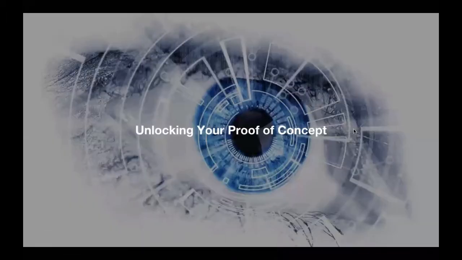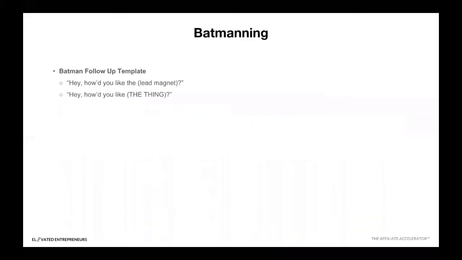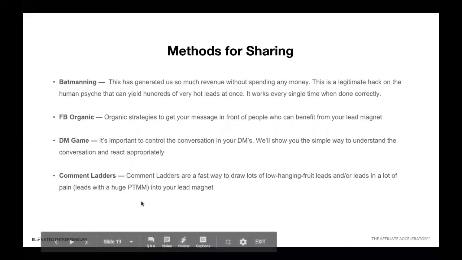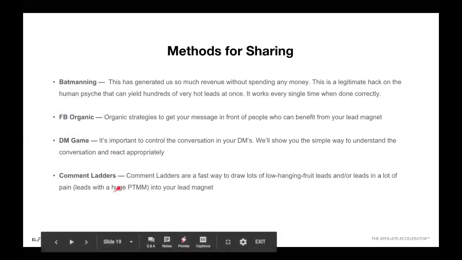So now unlocking your proof of concept, this is the ultimate goal. Now, once you know the how, like we just went through all these different strategies here, where do we start? Boom. Started right here. Batmanning, Facebook organic, comment ladders, DMs, and these are the methods that we've used to do hundreds of thousands of dollars, literally. Batmanning is one of the biggest, Facebook organic being the other one, DMs being a byproduct of that, and comment ladders being a part of Facebook organic, just based off of street cred.